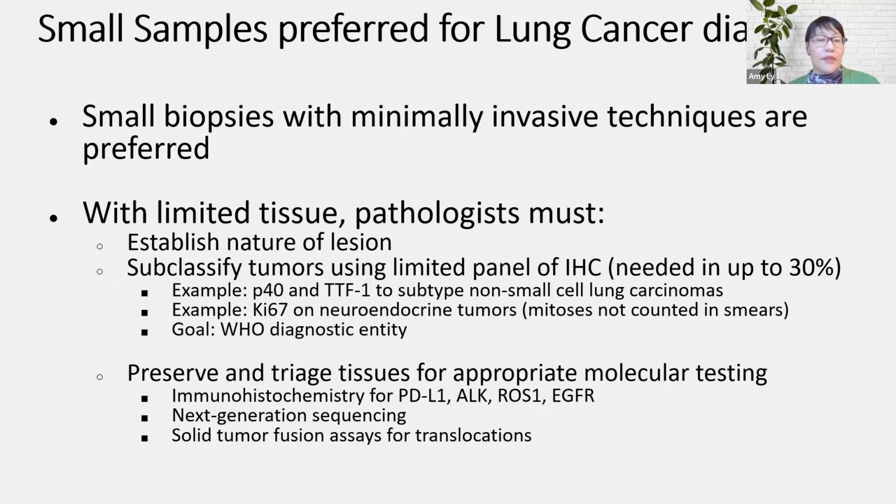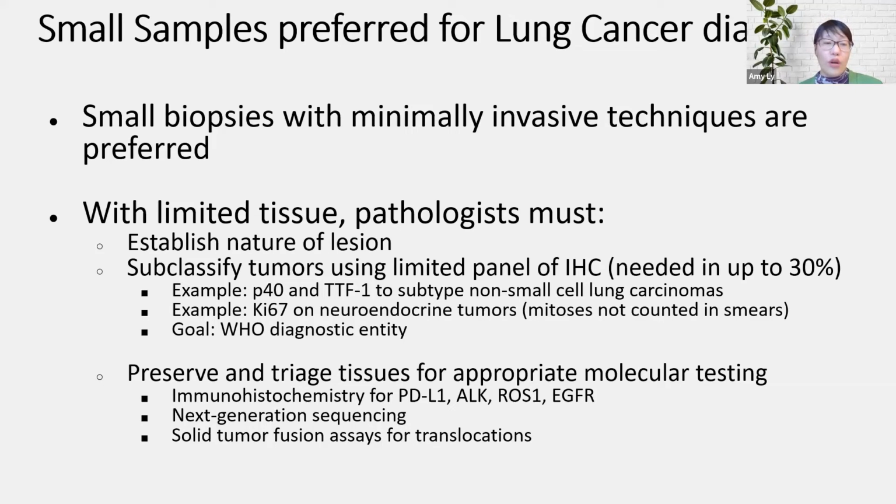These small biopsies can be challenging because with limited tissue, a pathologist has to establish the nature of the lesion, subclassify the tumor using a limited panel of IHC, which is needed in up to 30% of cases. For example, a P40 and TTF1 to subtype a non-small cell carcinoma, or performing a Ki67 on a neuroendocrine tumor, because we do not count mitoses on smears. And our goal is to arrive at a specific WHO diagnostic entity.